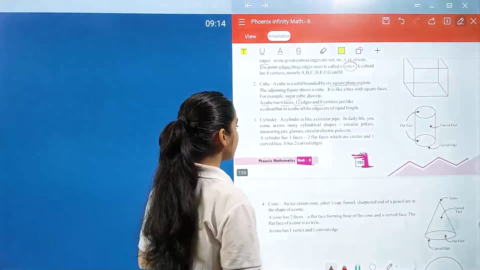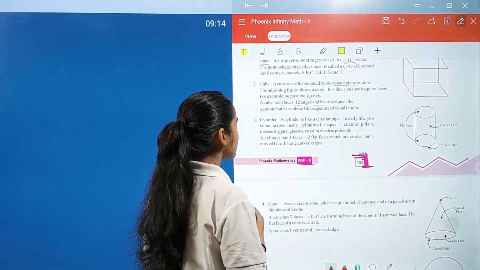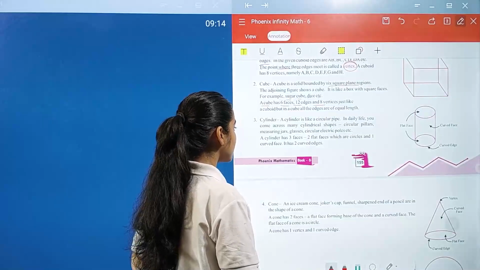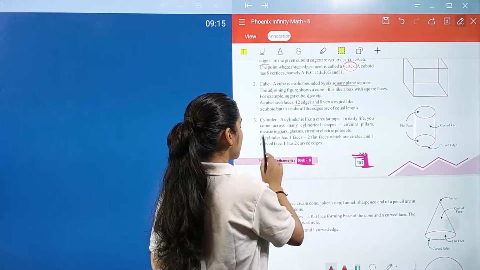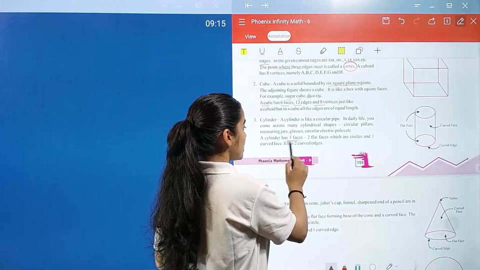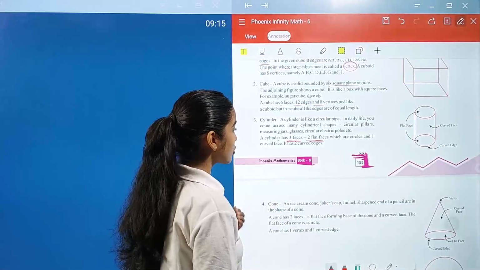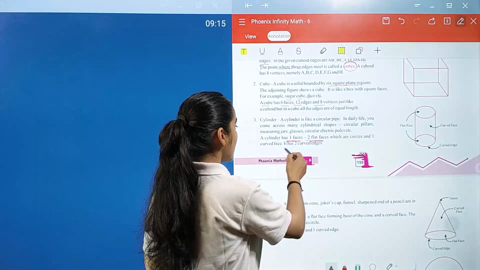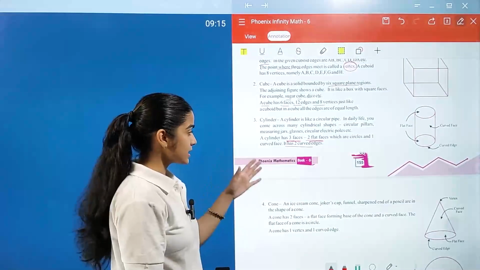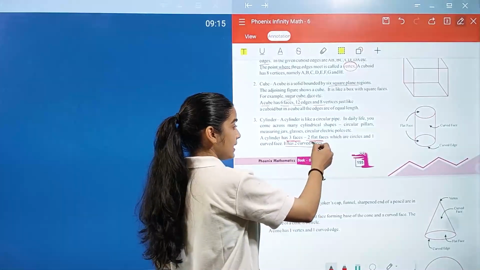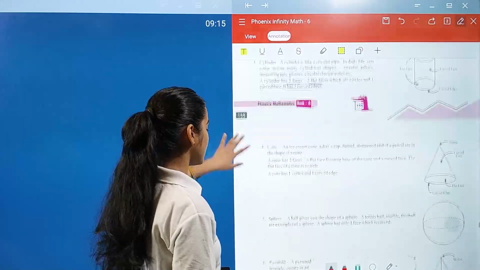Next we have cylinder. A cylinder is like a circular pipe. In daily life, you come across many cylindrical shapes: circular pillars, measuring jars, glasses, circular electric poles, etc. A cylinder has three faces: two flat faces which are circles and one curved face. It has two curved edges.